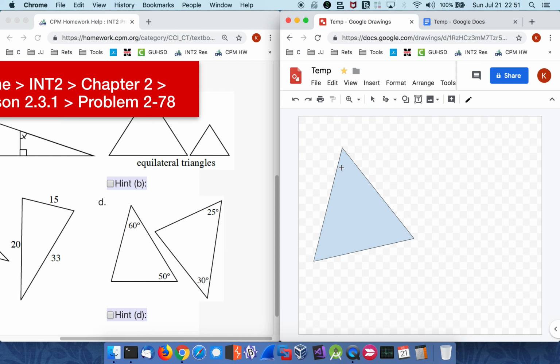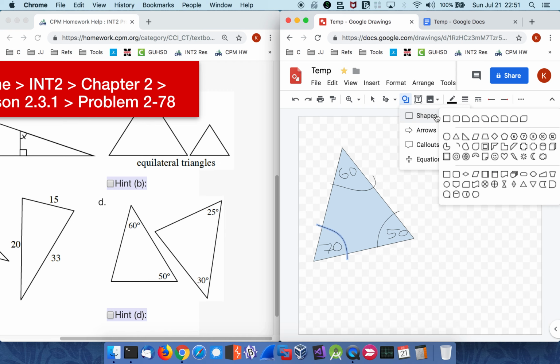Let's do 60 degrees here, right? 60. That's that one. We got 50 over here, right? And since we know that they add up to 180, 60 plus 50 is 110. 180 minus 110 is 70, so this one must be 70. Cool, that adds up to 180. So then we've got this other triangle. Let's see what this triangle looks like.